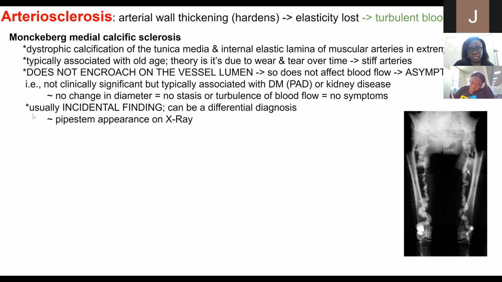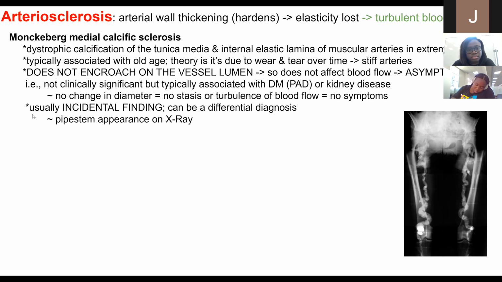But I didn't like how they really did the slides. I like to start off with the easy and then I go to the harder. So Monckeberg medial calcific sclerosis, really fancy way of just saying you have dystrophic calcification of the tunica media and the internal elastic lamina of the muscular arteries in the extremities.